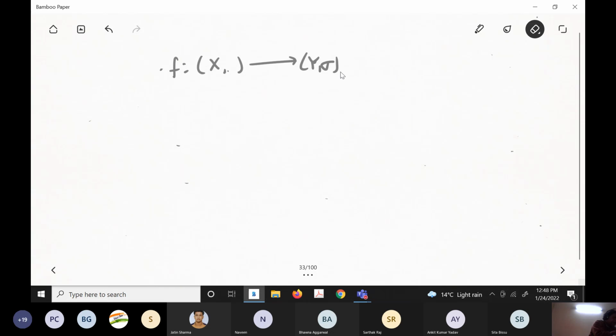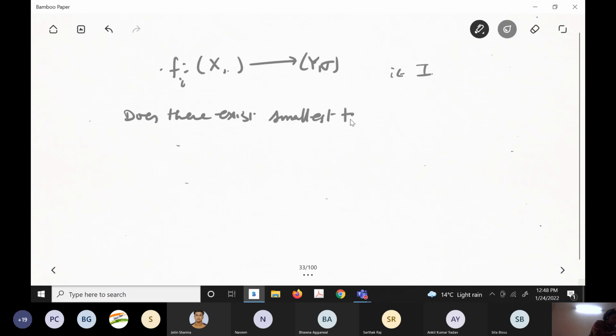Suppose you have some index set I, and for each i belonging to I, you have a map. Suppose. Then does there exist a smallest topology tau on X such that each map is continuous?